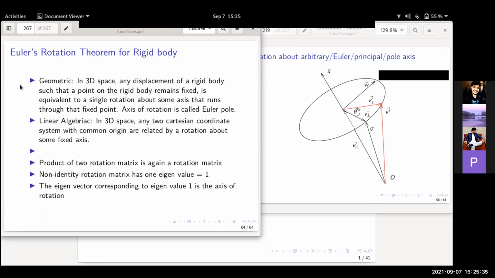Next we will be going to quaternions. Before that, if you have questions, let me know. No, sir. Okay, even at a later point of time, you can come back. Let us move to quaternions.